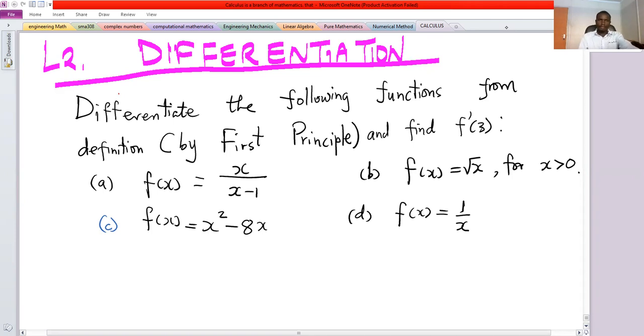Welcome to this class. This session, we are going to do examples on how to differentiate by first principle. So there are 4 problems. The first one is to find f prime of x over x minus 1, and then evaluate the value at 3 as specified in the equation.